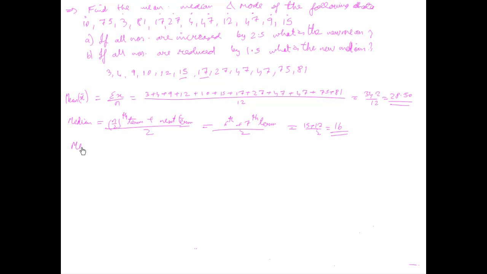And as far as the mode is concerned, children, mode is the most frequently occurring number, which is only 1 in this instance, which is 47, which is occurring twice.